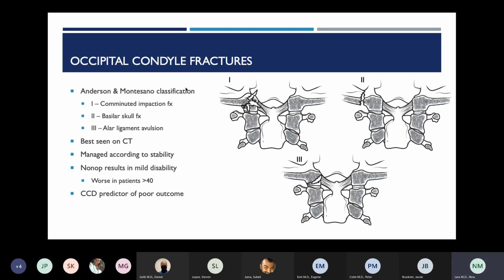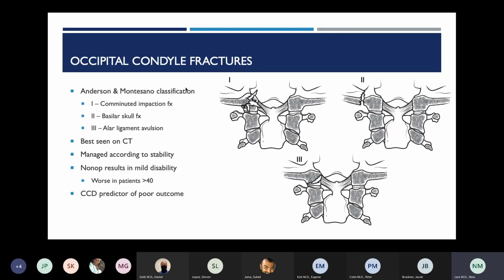So type 1 fractures are impaction fractures from axial loading. They tend to be comminuted, but the tectorial membrane and alar ligaments are intact. Unilateral is typically stable, bilateral may be unstable. Type 2 is a basio-occipital fracture that involves one or both of the condyles, and the most common mechanism of injury for this is a direct blow to the skull. Again, the tectorial and alar ligaments are intact, and this is usually considered to be stable.